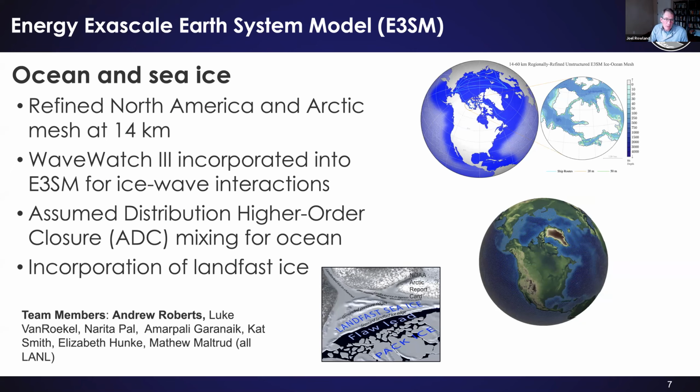We've been working on developing a new mixing for the ocean that works better in the Arctic and is more appropriate, and that's the assumed distribution higher order closure. And then we're incorporating the land-fast ice from the sea ice repository into E3SM to be able to examine coastal constraints. And on all these slides at the bottom, I'll list the team members who are working on various components of the project and their institution association. So please feel free to follow up with me or look them up if you have particular questions, but I'll definitely get you in touch with people if you have follow-up questions on specific aspects.